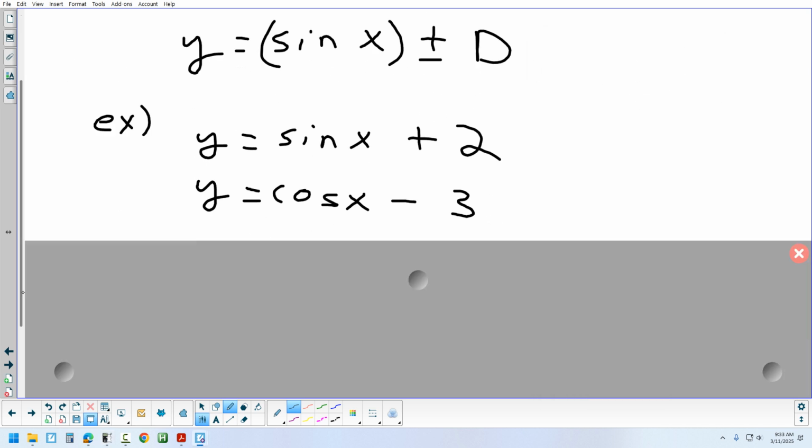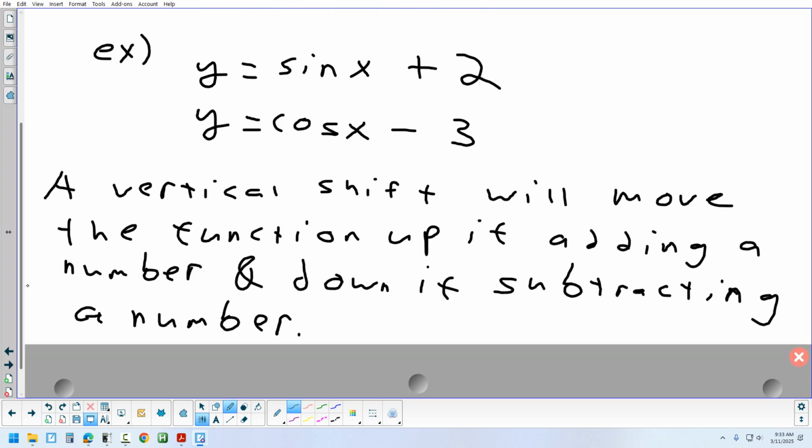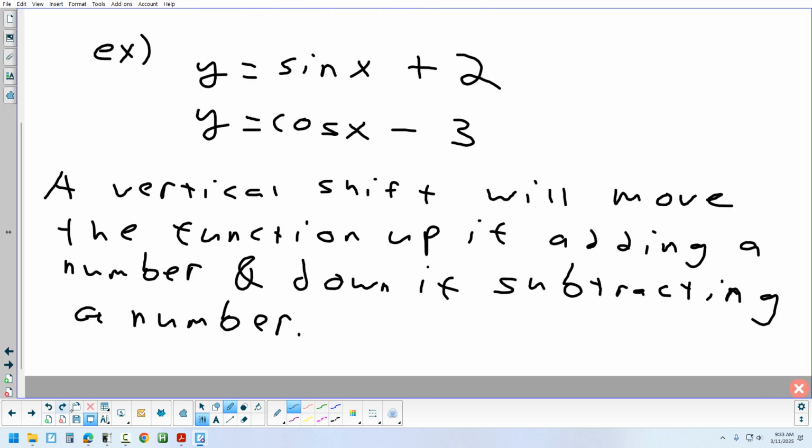All right, so let's write that down. So vertical shift, it moves it up if you add and down if you subtract. If you have a hard time remembering that, then I would make sure you put that on your reference sheet. Because you don't do the opposite.